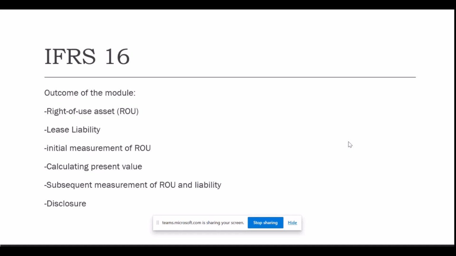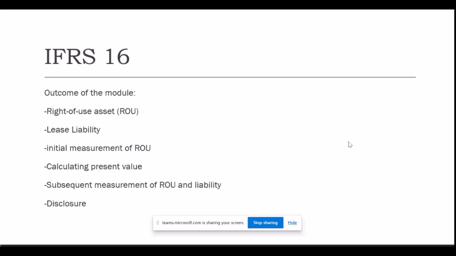If you look at the topic, we're going to learn about the outcome of the model, the right-of-use asset, lease liability, initial measurement of the right-of-use asset, calculating present value, subsequent measurement, and so on and so forth. The reason we're doing this is so that when we get a question about a lease, we will know how to treat it in our balance sheet and our income statement. Because if you don't know it, you won't know what to do. Cool. Right. So this is a lease.